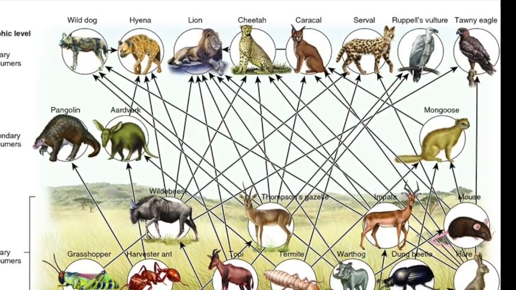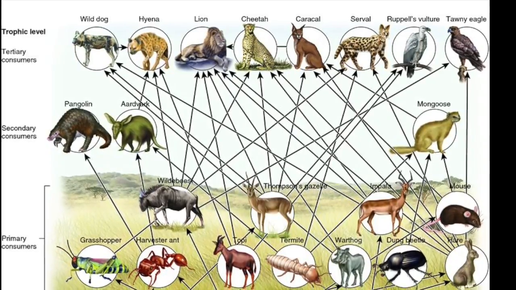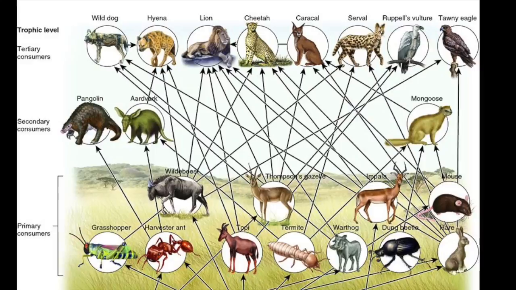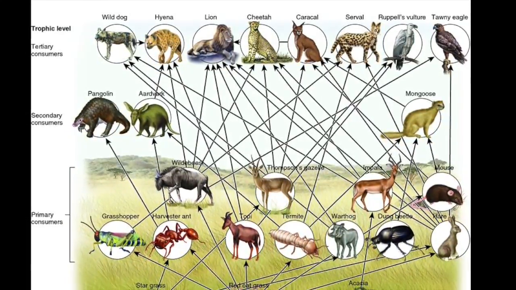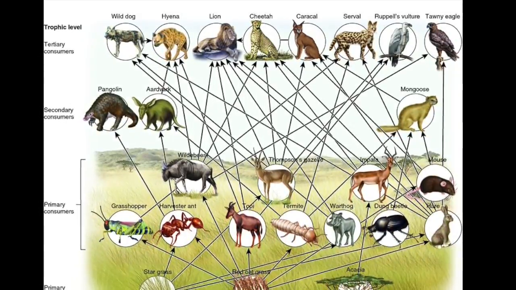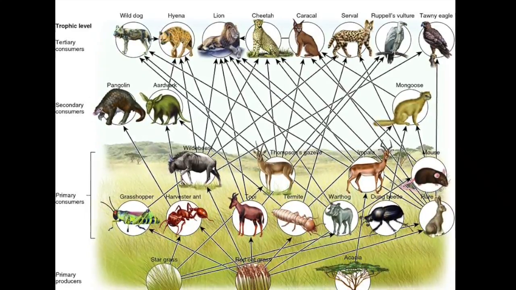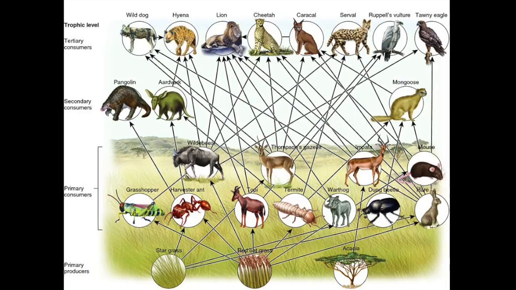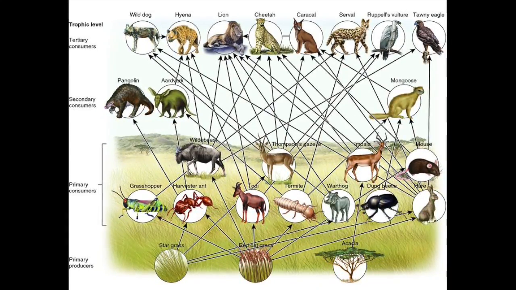The primary producers are the stargrass, red oat grass, and the acacia tree, which is only going to be found in Africa primarily. Next we have the grasshopper, harvester ant, topi, termite, warthog, dung beetle, hare, wildebeest, Thomson's gazelle, impala, and mouse as the primary consumers. The secondary consumers are the pangolin, aardvark, and mongoose, which are fed on by the tertiary consumers of wild dog, hyena, lion, cheetah, caracal, serval, rupals, vulture, and tawny eagle.